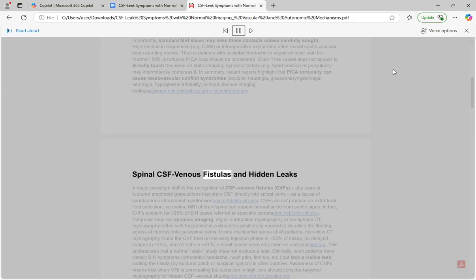Spinal CSF-venous fistulas and hidden leaks. A major paradigm shift is the recognition of CSF-venous fistulas, CVFs, tiny tears or ruptured arachnoid granulations that drain CSF directly into spinal veins as a cause of spontaneous intracranial hypotension. CVFs do not produce an extradural collection, so routine MRI of brain and spine can appear normal aside from subtle signs. In fact, CVFs account for greater than or equal to 25% of SIH cases referred to specialty centers.